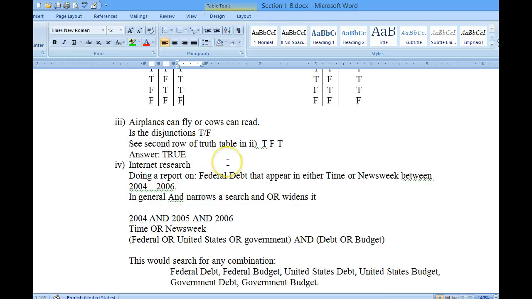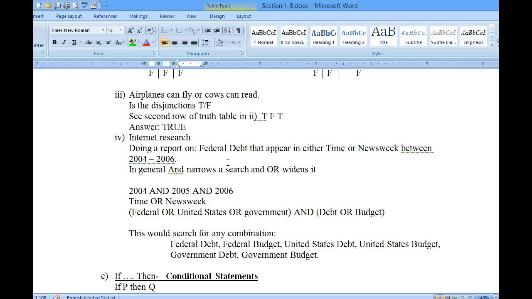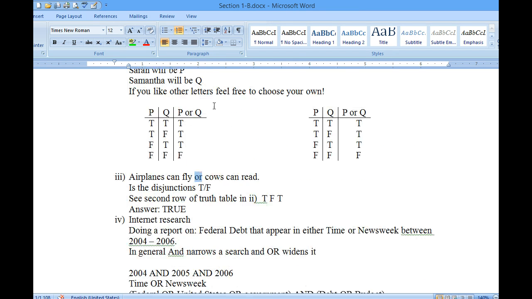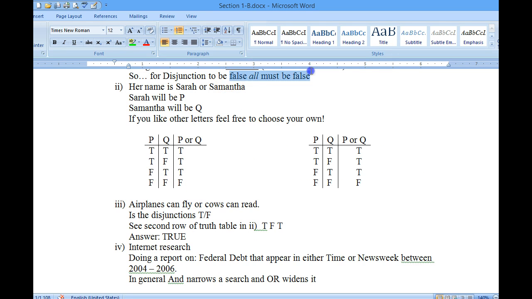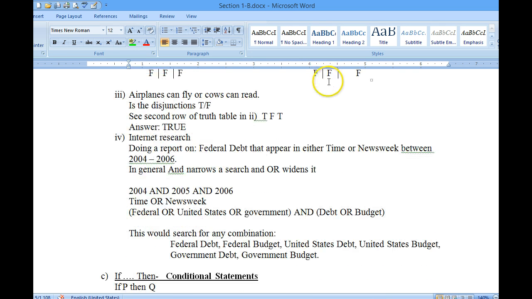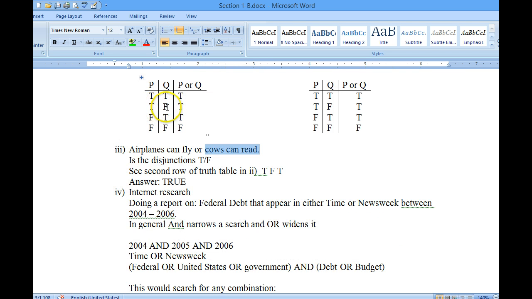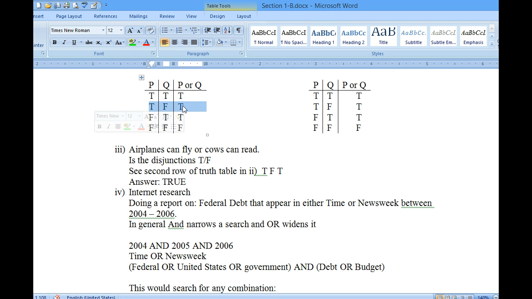Let's move on to our third example. Airplanes can fly or cows can read. Remember, this is a disjunction, or. And for a disjunction to be false, all of the propositions must be false. Okay, so let's talk about the truth value of this. Airplanes can fly. True. Cows can read. False. So it would be my true, false line here in my truth table, and the whole proposition is true.